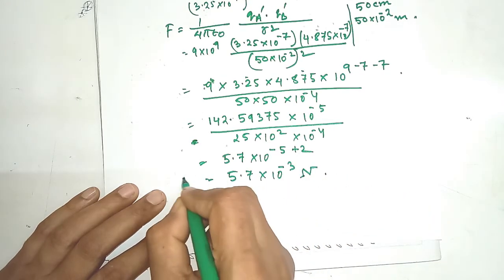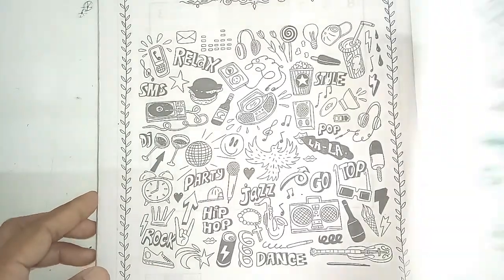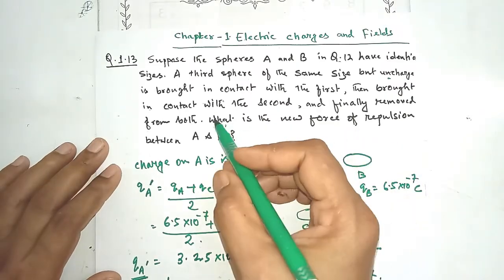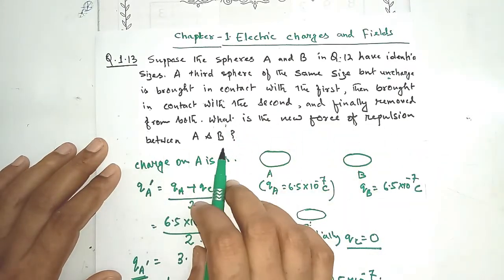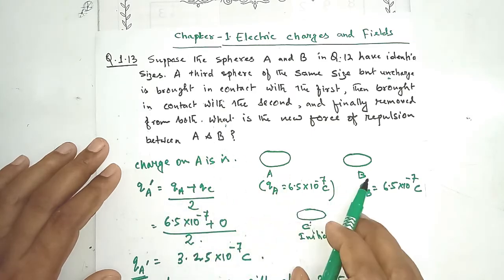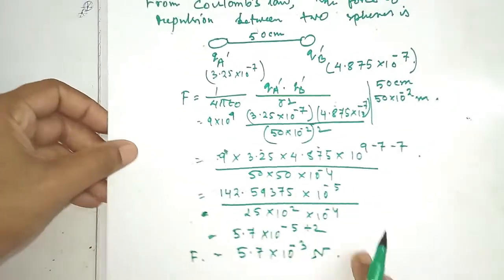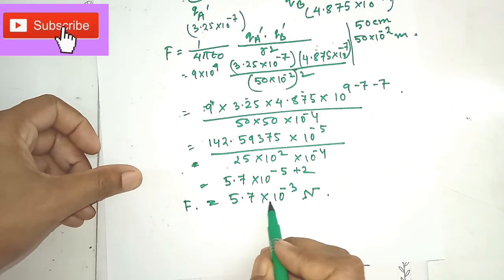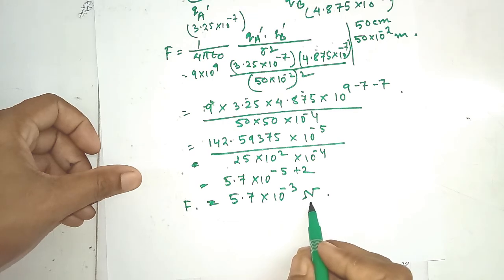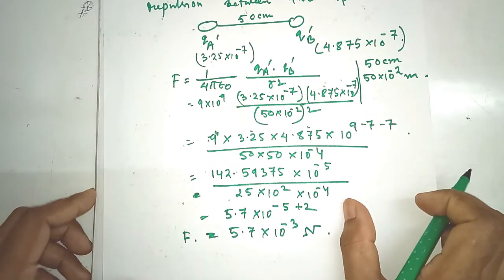Okay, so this is the value of the force which is asked in the question, that is what is the new force of repulsion between the sphere A and B. So I got the value of force, which is F equal to 5.7 into 10 to the power minus 3 Newton. Okay, so this is the force of repulsion between the two spheres.